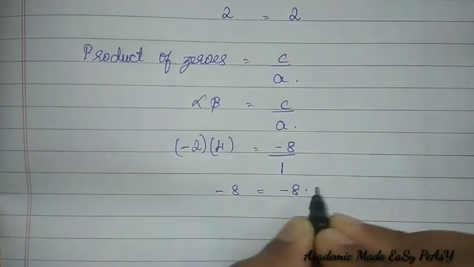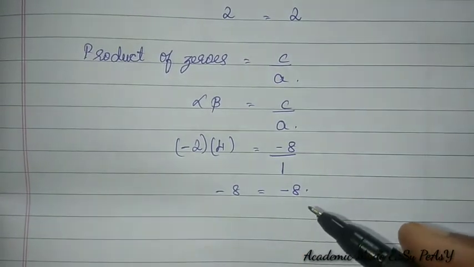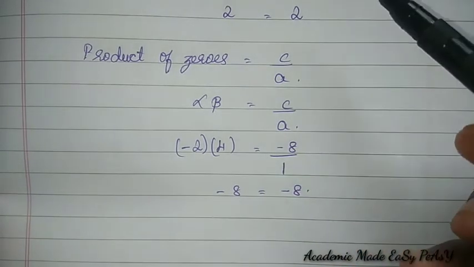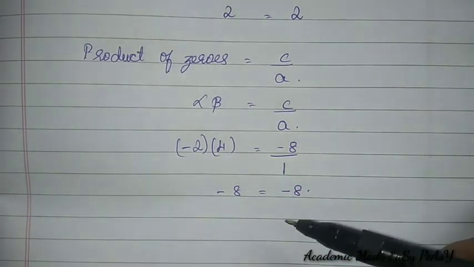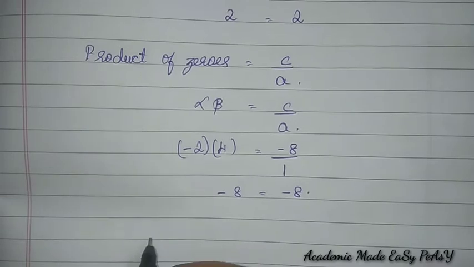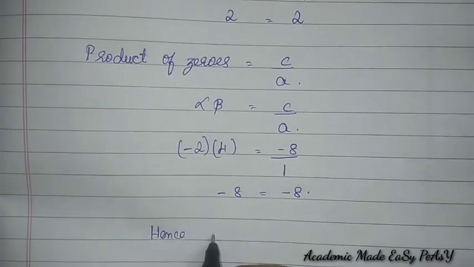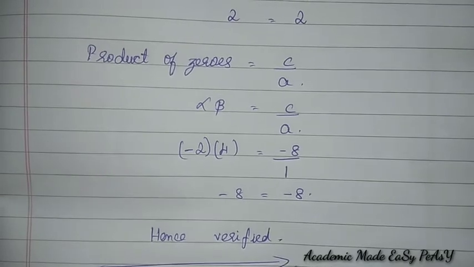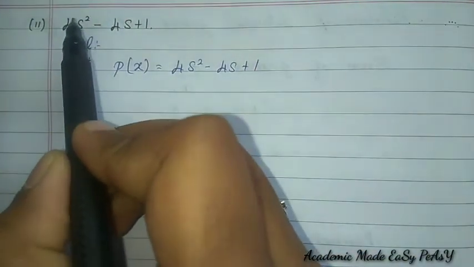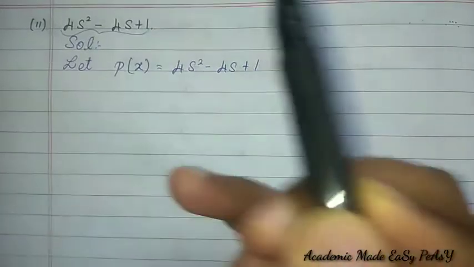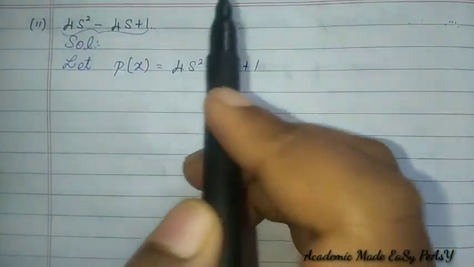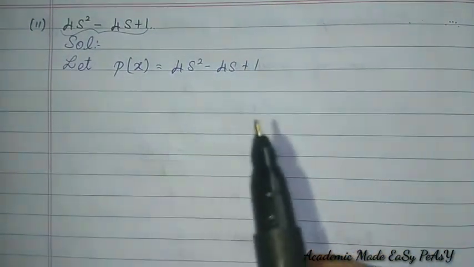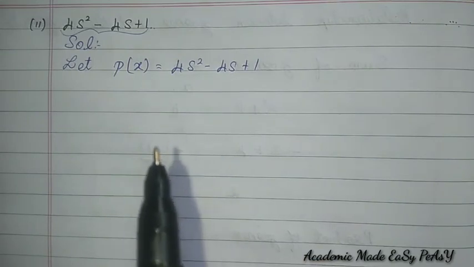So therefore LHS is equal to RHS. Therefore verified. So we have verified for the sum of zeros as well as for the product of zeros. Then we will say that hence verified. That's it. Subdivision 2. A quadratic polynomial is given and we have to find the zeros and verify the relationship between coefficients and zeros.